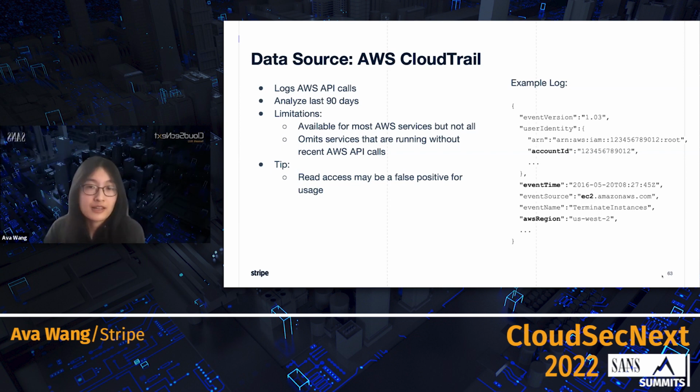And here we have an example log entry for CloudTrail. You can see that the AWS service is recorded in the event source, as well as the account ID and the AWS region.